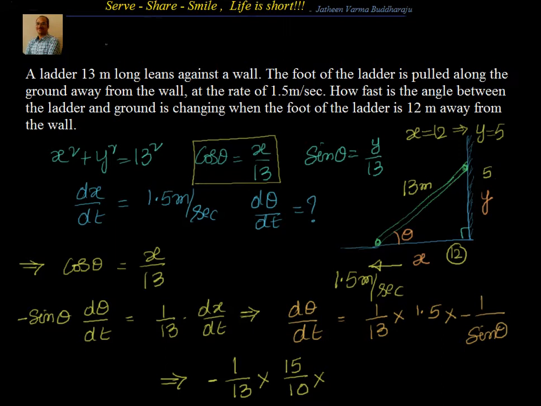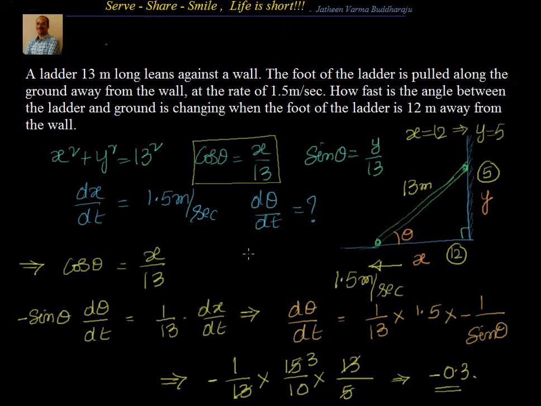Minus 1 by 13 into 15 by 10 into 1 by sine theta, that's nothing but equal to 1 by 5 by 13, or can I say 13 by 5? If you simplify, 13 cancels, 5 will go 3 times, that's equal to minus 0.3 degrees per second, or the inclination with respect to time. So that is how we have to solve it.